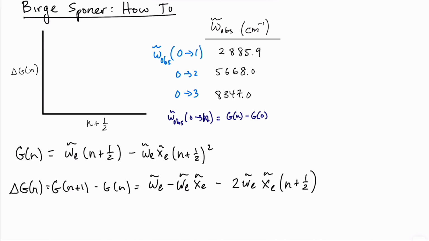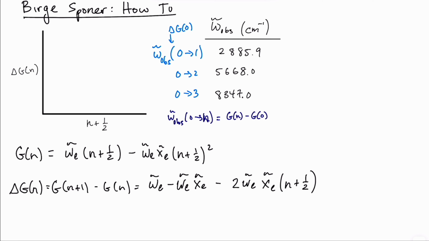There are two things that are important in here. One is that if you look at omega observed 0 to 1, this one right here, then just plugging in this definition, you see that this also corresponds to delta G of 0 directly. Because delta G of 0, if you plug in the definition, will give you G of 1 minus G of 0, and that's exactly what omega observed 0 to 1 would give you: G of 1 minus G of 0.